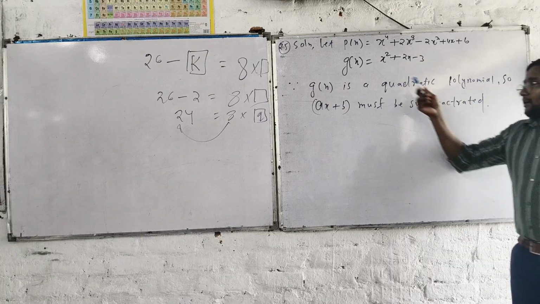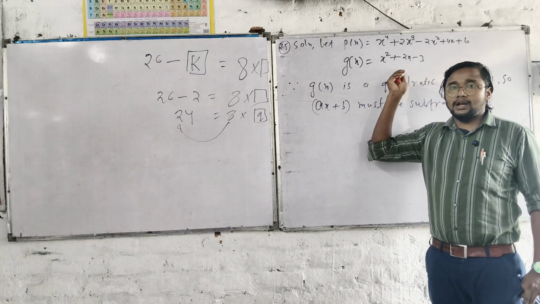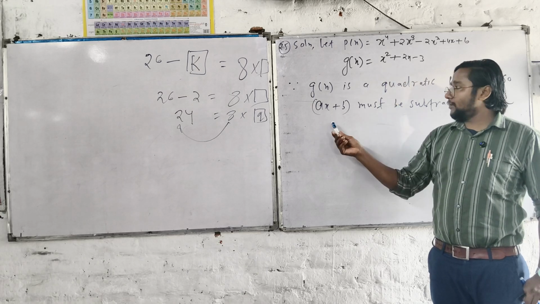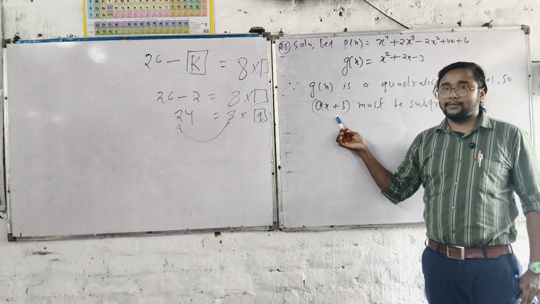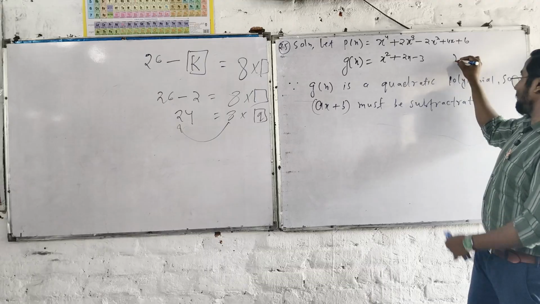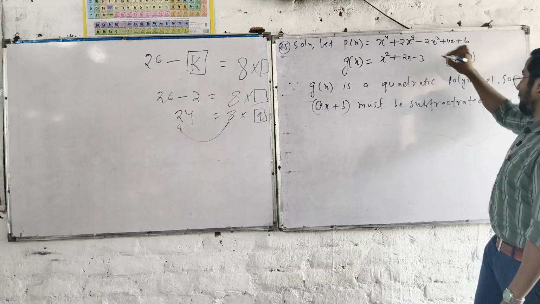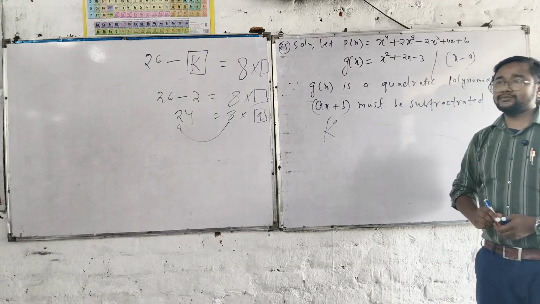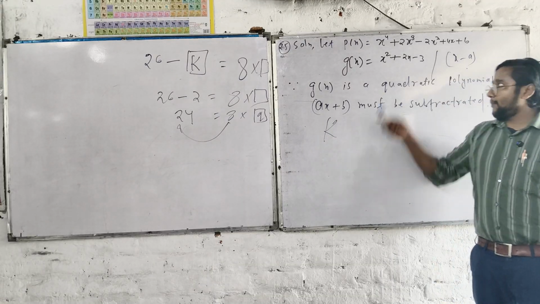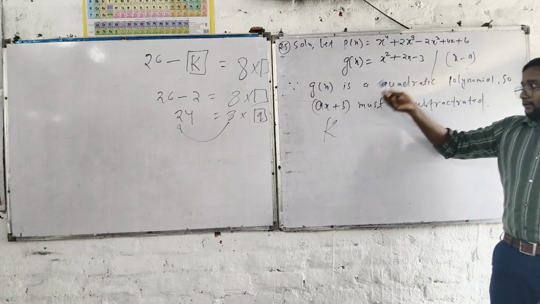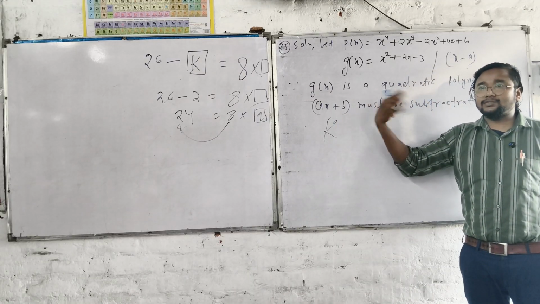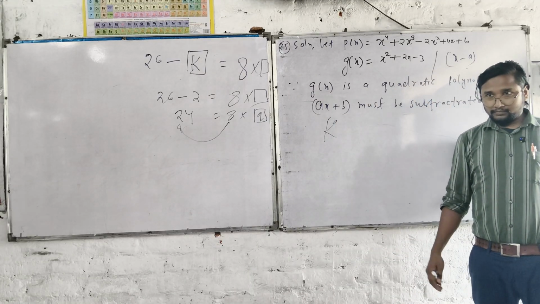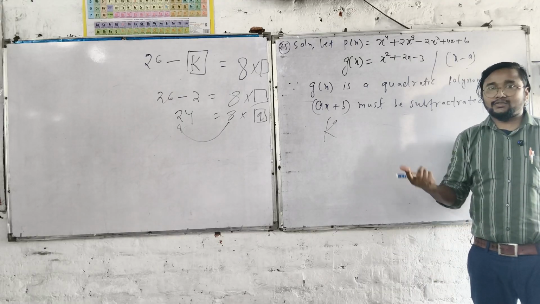When a polynomial is divided by a quadratic polynomial, we have to say that ax plus b must be subtracted. When a polynomial is divided by a linear polynomial, then we say k must be subtracted, the constant term. Any polynomial divided by a quadratic polynomial, the remainder is a linear polynomial, one degree less.